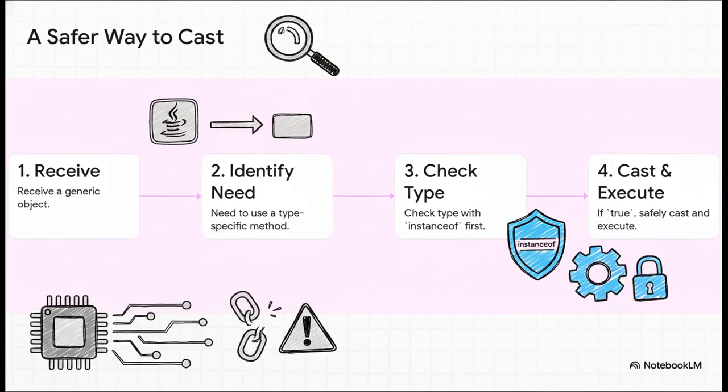Okay, so let's walk through how this actually works. Imagine you get some generic object, but you know you need to call a method that only exists on, say, the Dog class. The safe way, the professional way to do this, is to use instanceof as a little guard clause first. You check, hey, is this object an instance of Dog? And only if it comes back true, then you go ahead and safely cast it. It's this simple check that just gets rid of all the guesswork and stops those awful runtime crashes.